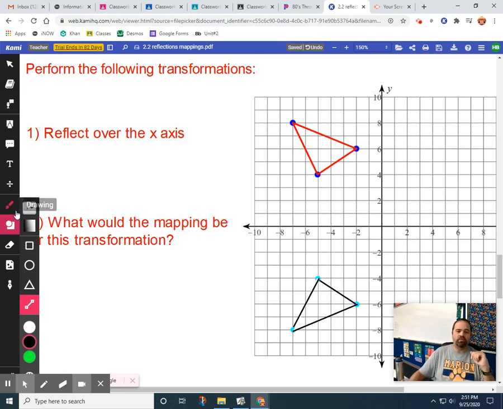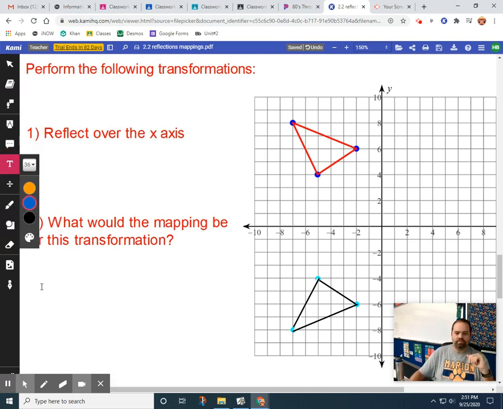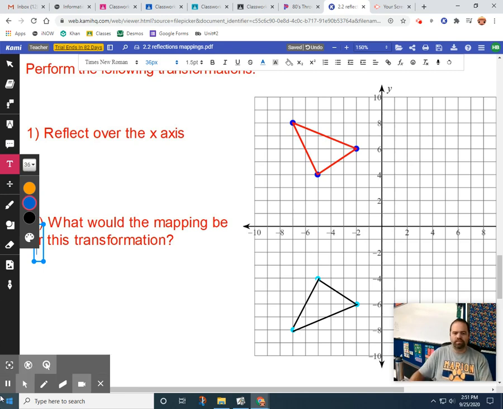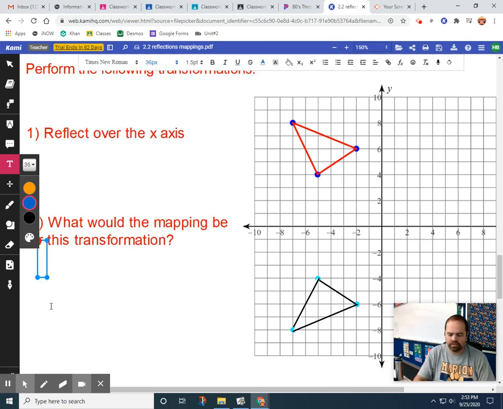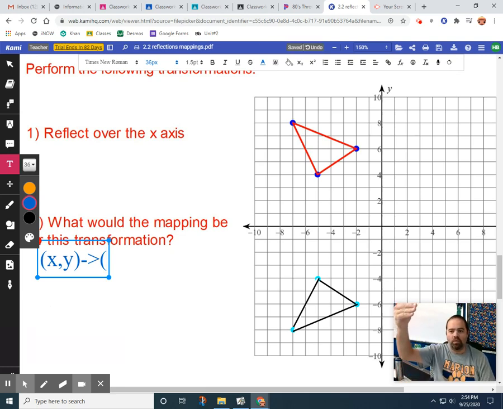So what would the transformation mapping be? So my original point, all right, so the mapping for this last one is going to be every x, y pair is going to move to. Now what happened? Did the x's change or did the y's change? Did it move left and right or did it move up and down? Well, this thing moved from above the x-axis to below the x-axis. So my new mapping is going to be x, -y. Now, that doesn't mean that the y is actually negative, because if I reverse that, it would go from below to above. It's switching opposites.